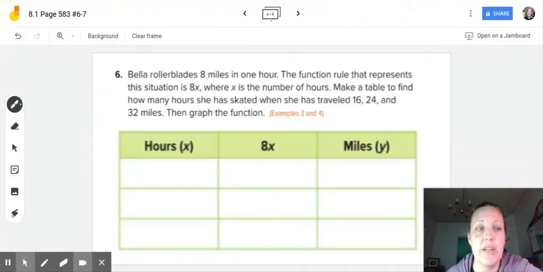Hey friends, we are in section 8.1, page 583 in your textbook and on your packet, and this is number 6 and 7 that I'm going to tackle. This is about rollerblading.